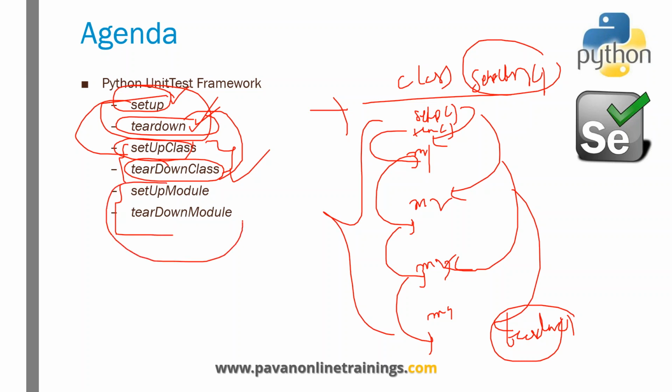These are just like the other methods, but setup module will execute only one time before the module is started, and tear down module will also execute one time after completion of your module. Because I'm saying these are all module level, that's the reason we cannot create these methods within the class. These methods always have to be created outside of the class, because they will execute before the module and after the module.